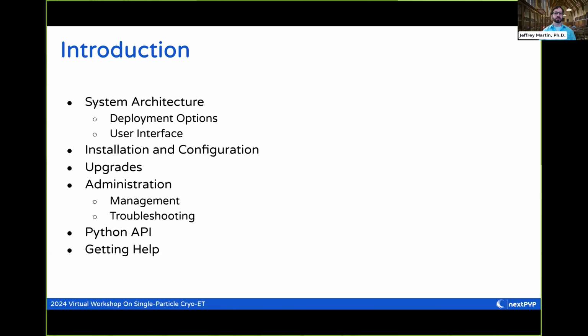We'll talk about some maintenance and administration issues like upgrading our software, managing the options within the software, troubleshooting issues if they arise. At the end, I'll talk briefly about some programmatic interfaces that we're developing, so you can use your Python app to integrate with our app if you so choose. And at the very end, I'll talk about when you run into problems, how do you get help from us and other people on the PYP team.